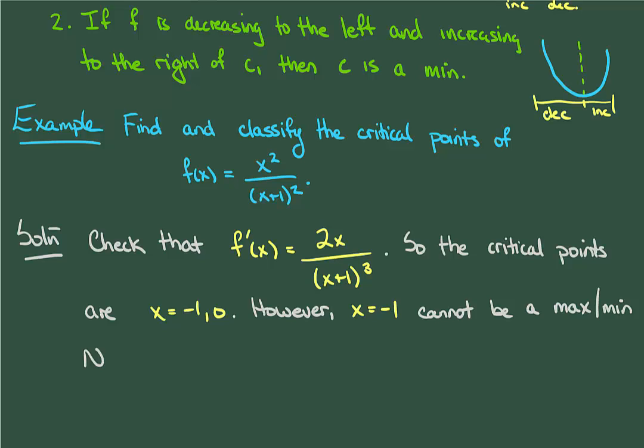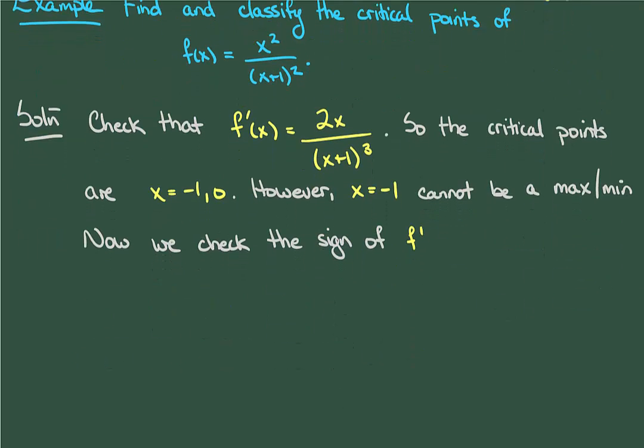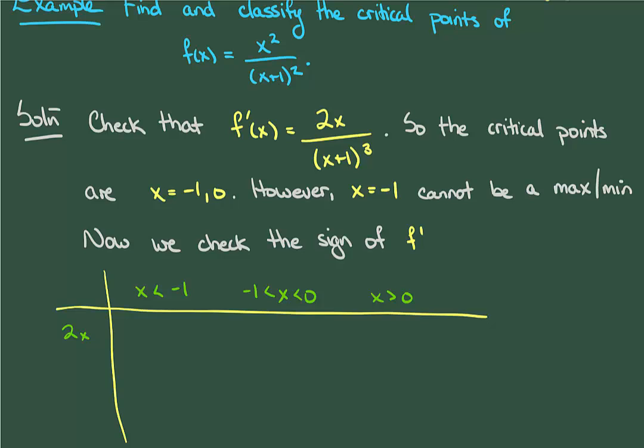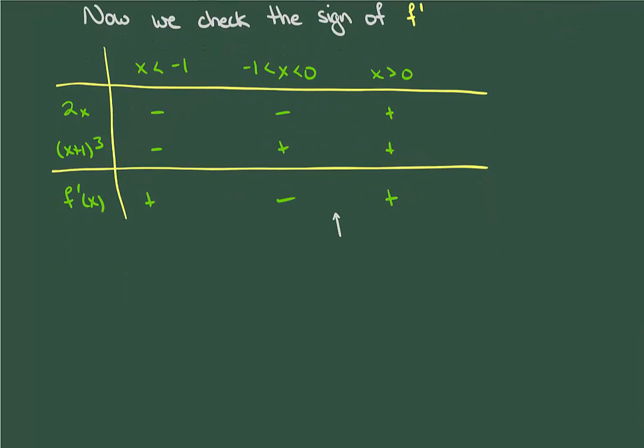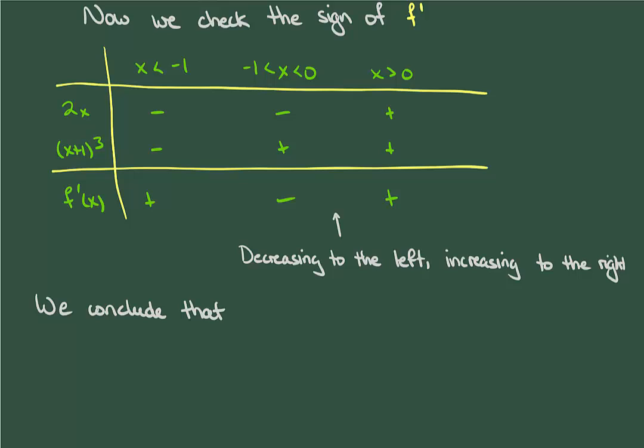To see if f is increasing or decreasing near our critical point, we're going to need to check the sign of f prime. I'll use a table to do this, and I'm going to break down f prime into its pieces to make it a little bit easier to do. Checking the signs of these component functions on each of the intervals gives us this, so that the sign of f prime is as follows. Looking at our critical point x equals 0, we see that we're decreasing to the left and that we're increasing to the right. So, by our theorem, we can conclude that x equals 0 is a minimum.